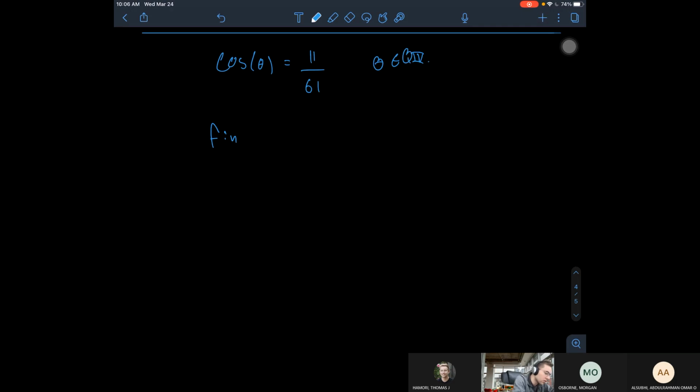Okay, so the question that I'm looking at right now is cosine theta is equal to 11/61, and theta is in quadrant 4. It's wanting us to find tangent theta. I'm not entirely sure how to do that. And it says theta is in quadrant 4? Yes. Okay, so we want to find tan theta.